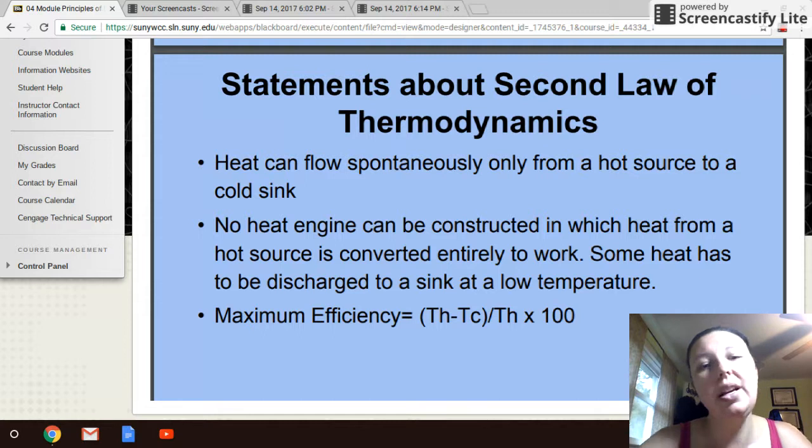One of the things that can come up in this little bit is the concept of maximum efficiency. One of the ways that I can find how efficient a heating system is, is by taking the temperature that's hot minus the temperature cold, dividing it by the temperature of heating, times 100, and I can get the maximum efficiency of an item.